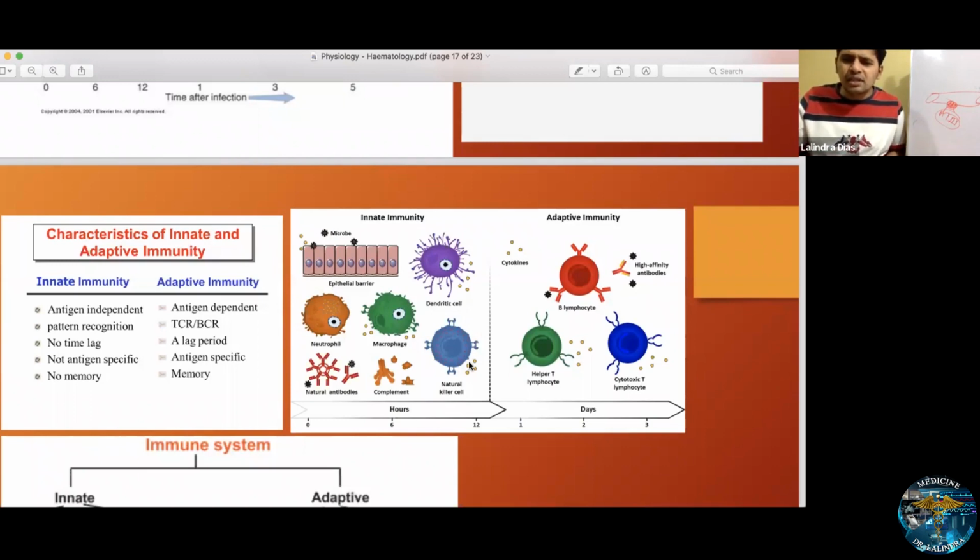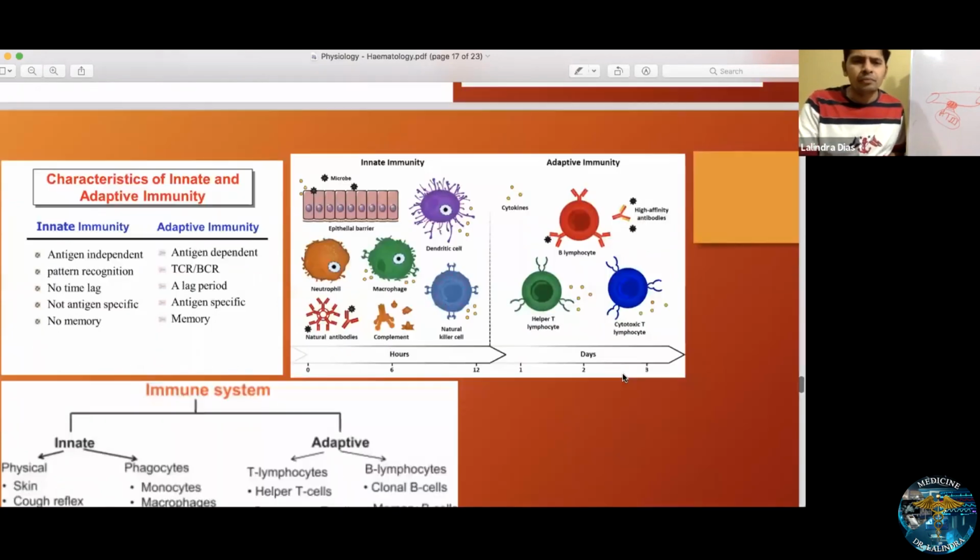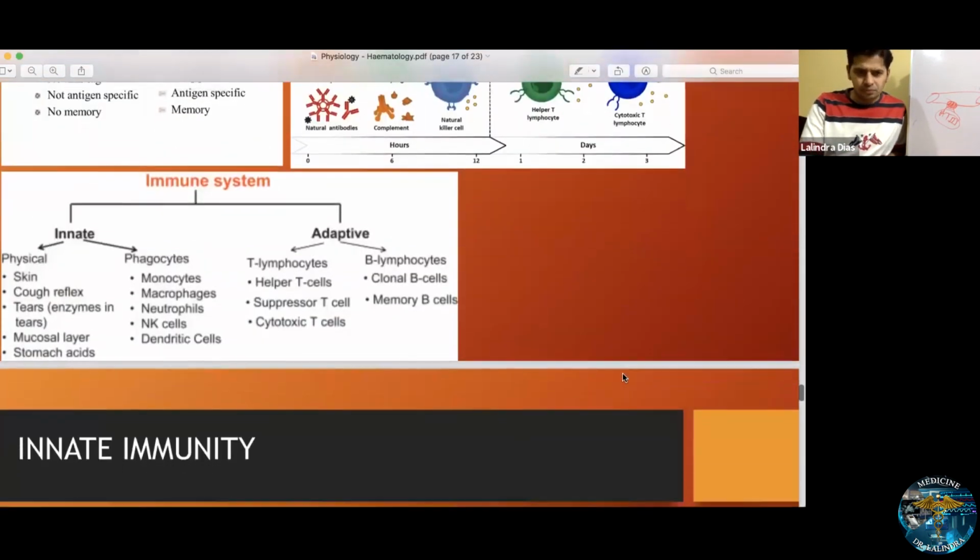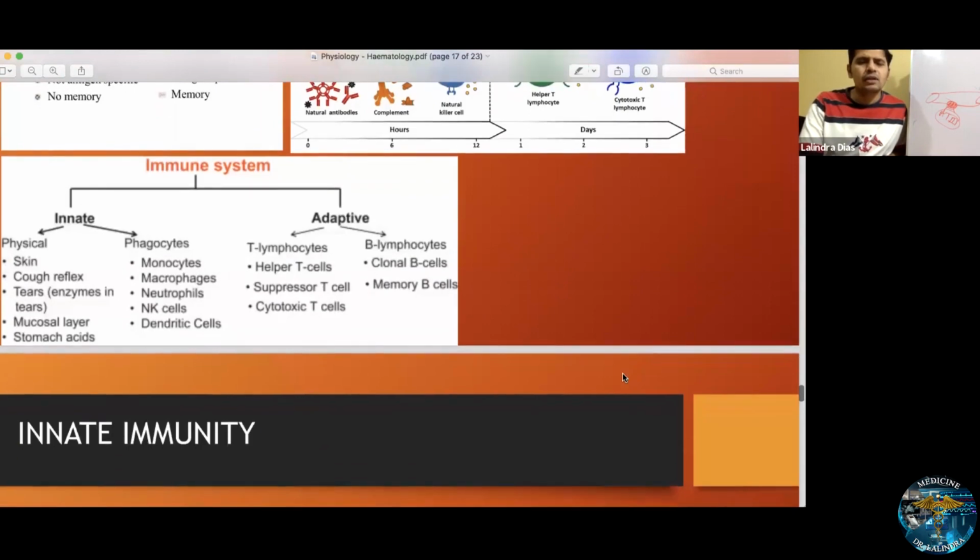Natural killer cell, dendritic cell, neutrophils are there, and messenger. Then in the adaptive immune pathway, you have the two lymphocytes, that is B lymphocytes, which produce antibodies, you can see here, and the T lymphocytes. Okay. So now we have understood the differences between innate immunity and also adaptive immunity.